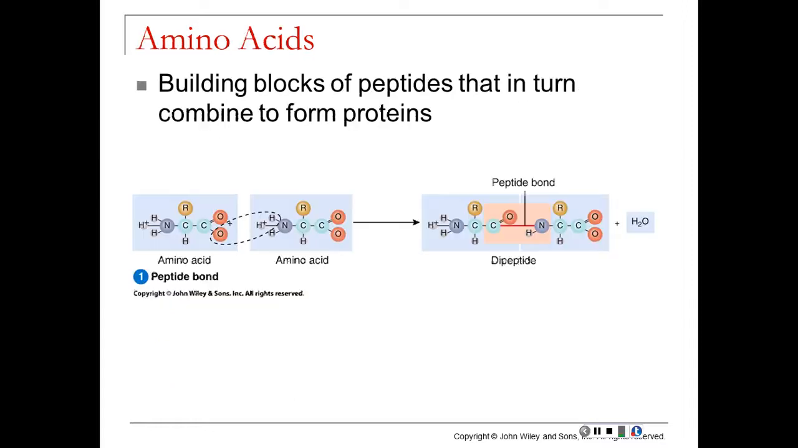So let's look at some different types of proteins. First, let's look at the structure of proteins. Proteins are made of amino acids. Amino acids are the building blocks of proteins. They're formed by special bonds called peptide bonds. Here you see one amino acid and another amino acid being joined together by dehydration synthesis, forming a dipeptide, or 2 amino acid molecule. And here's that water that was extracted in that reaction.